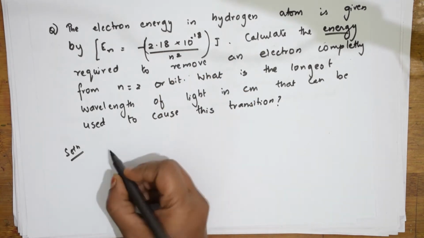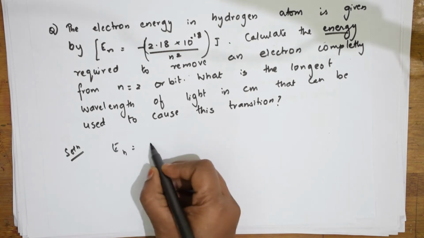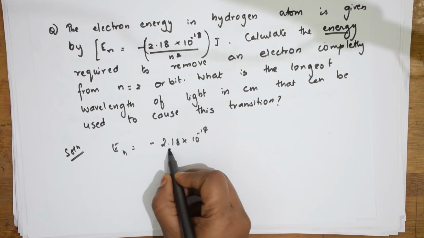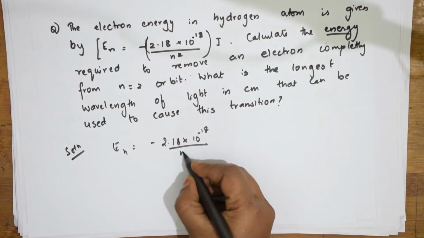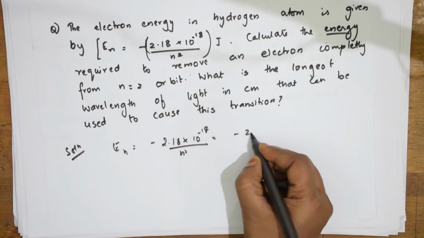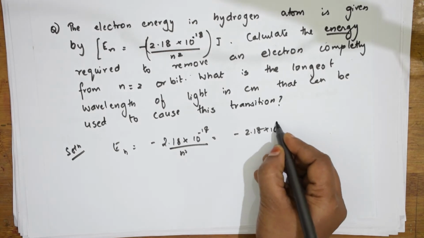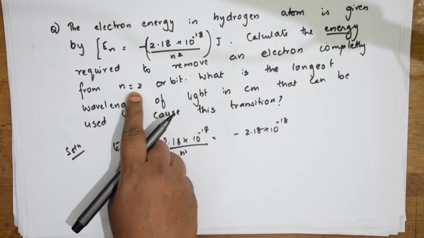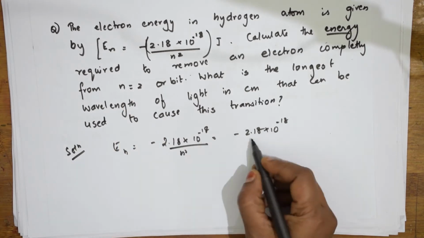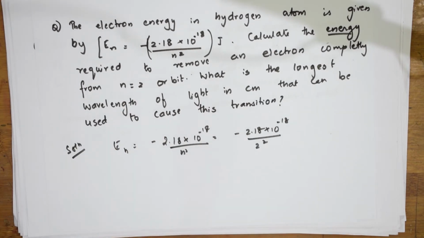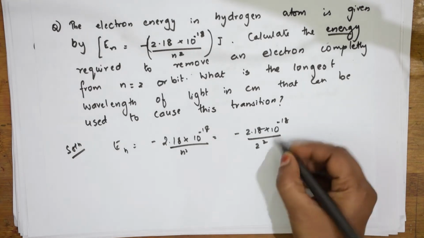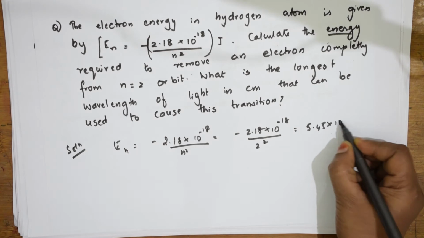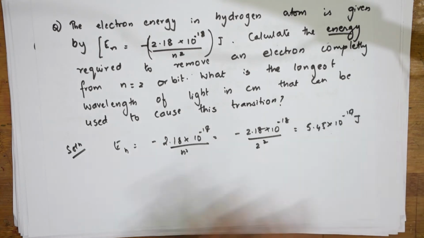So substitute this formula first. En is equal to minus 2.18 into 10 raised to the power of minus 18, divided by n square. I need to find the energy when I remove the electron from n is equal to 2. So instead of n, this becomes 2 square, isn't it? So when I divide, I get an answer of 5.45 into 10 raised to the power of minus 19 joules. This is over.